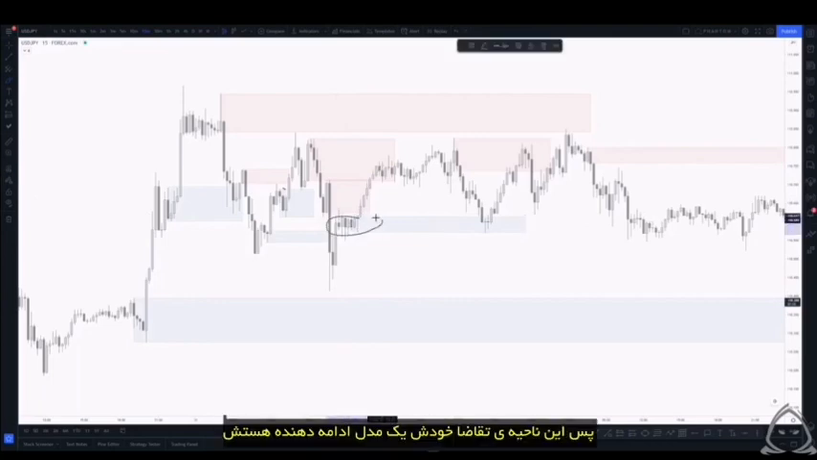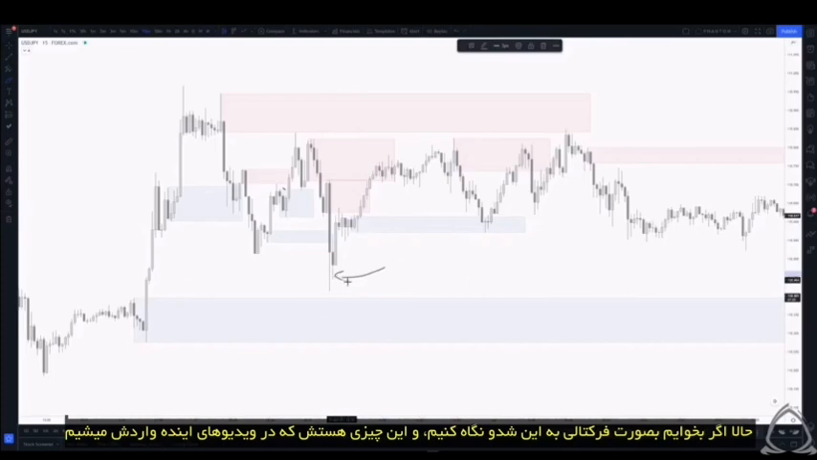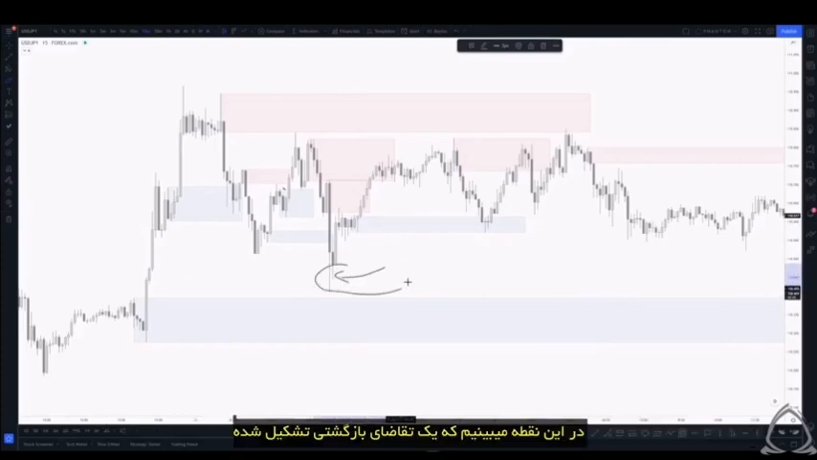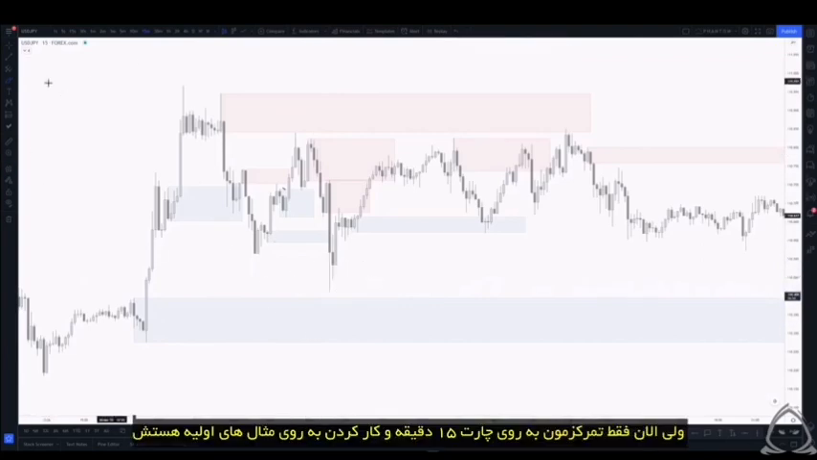So this in itself, this demand zone is a continuation model. Now, if we were to look fractally in this wick, and it's something that we'll expand on in a later video, we would see a reversal demand zone being created at this point in time. But as right now, we only stay on the 15-minute, expanding on the initial video's examples.